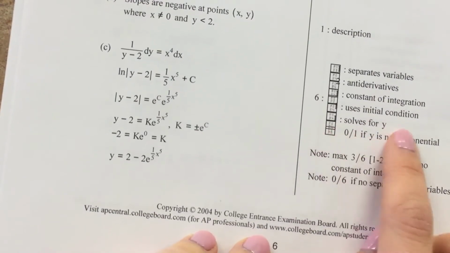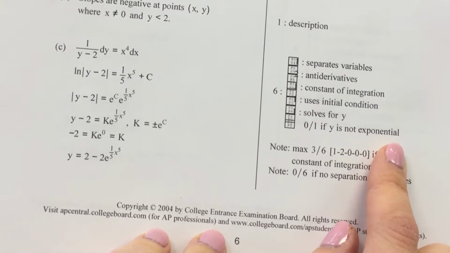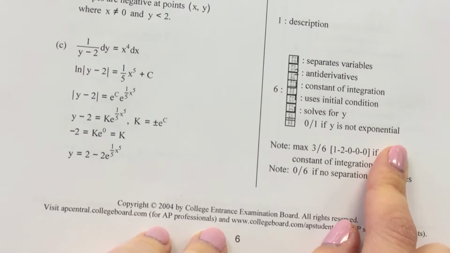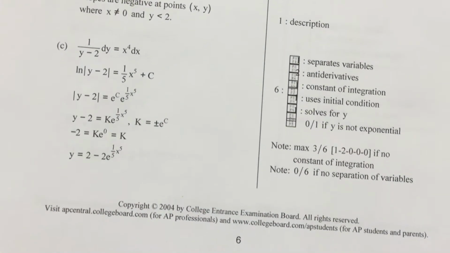Solving for y was a point, and then it said immediately if you don't make y exponential, you can't get the point, which makes sense. I don't know why they felt the need to specifically say that, because if the equation is wrong, you don't get the point. So I don't know why they felt the need to specifically mention the exponential equation.